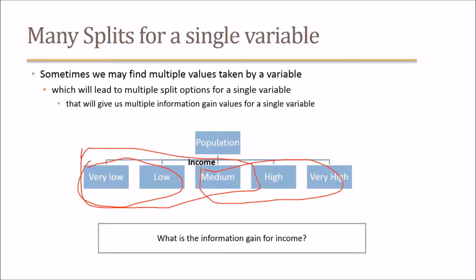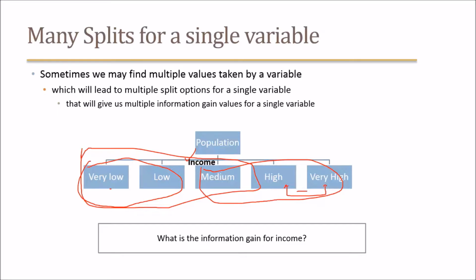So very low income, low, medium, these three are one segment. High and very high income are one segment. So we can split the population just for one single variable, which is income, in multiple ways. Earlier there was one variable, there was only one split, there was only one information value. But if the values that are assumed by the variable are more than 2, then we may find multiple information gain values.